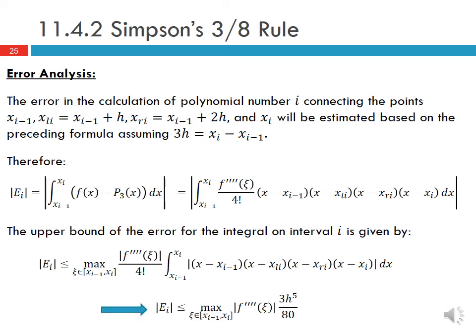And so the upper bound of the error for the integral on our interval i is given by this expression shown here. It's the max over c in the interval from x_{i-1} to x_i of the fourth derivative of f evaluated at c, over 4 factorial, times this integral. And if we integrate this out and simplify, we get the expression shown here. So you can see that it is related to (3h) to the power 5 over 80.